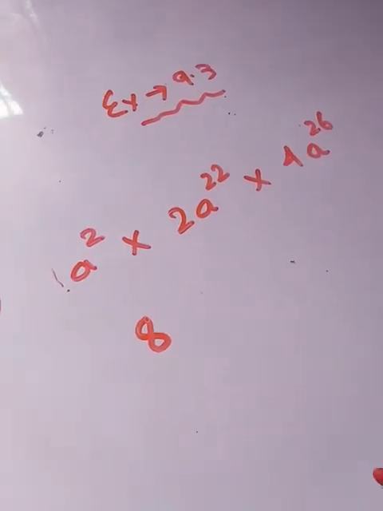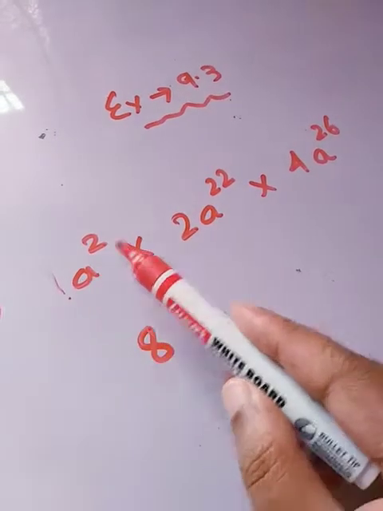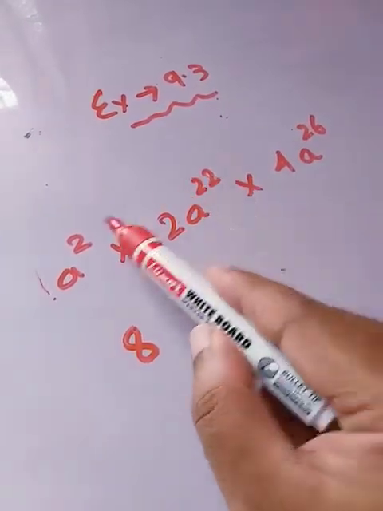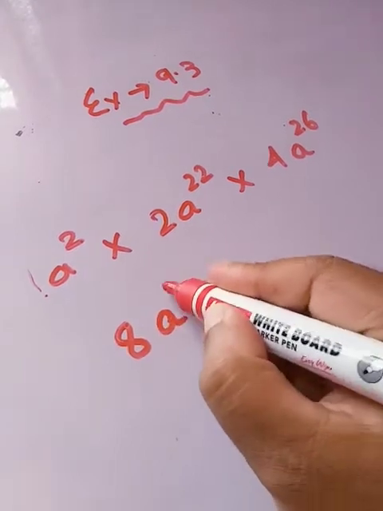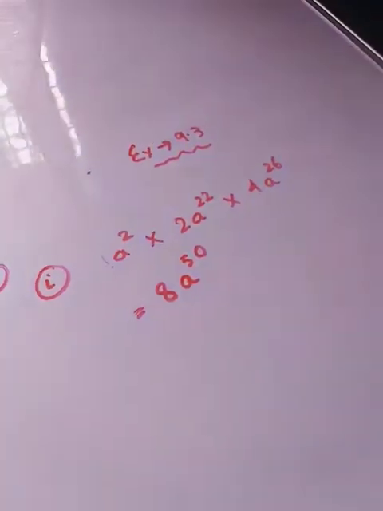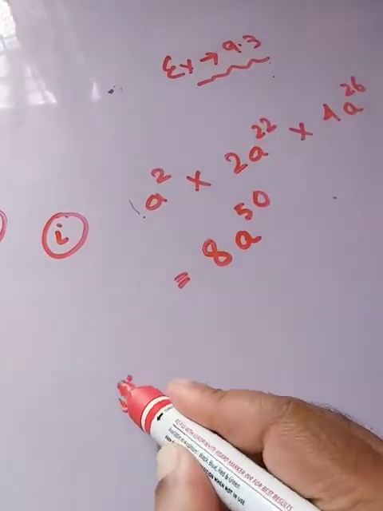Now we'll multiply all the variables. So how many a are there? Here is 2, here is 22 and 26. If you add up all those things, we will get 50. So a to the power 50. This is your required answer of sum number 1. Now let's see sum number 2.